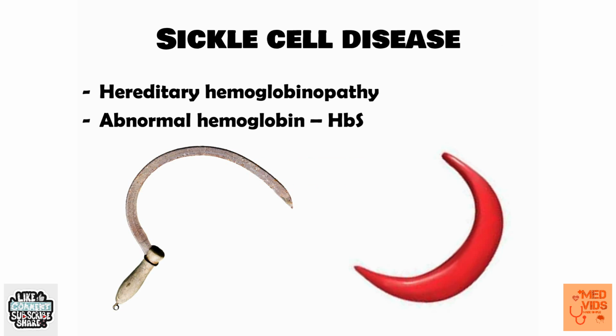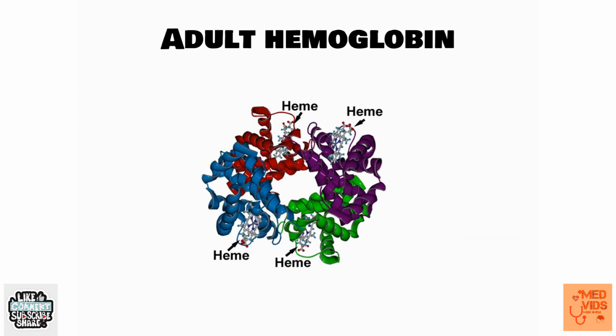Sickle cell disease is a hereditary hemoglobinopathy, an inherited condition in which there is production of defective hemoglobin. The abnormal hemoglobin produced in sickle cell disease is described as hemoglobin S, in short HbS. The normal adult hemoglobin is described as hemoglobin A or HbA. It is composed of heme and globin. There are 4 globin chains in each hemoglobin molecule: 2 alpha globin chains and 2 beta globin chains.